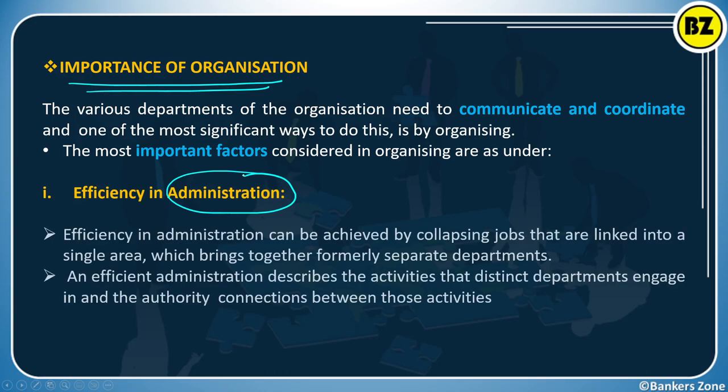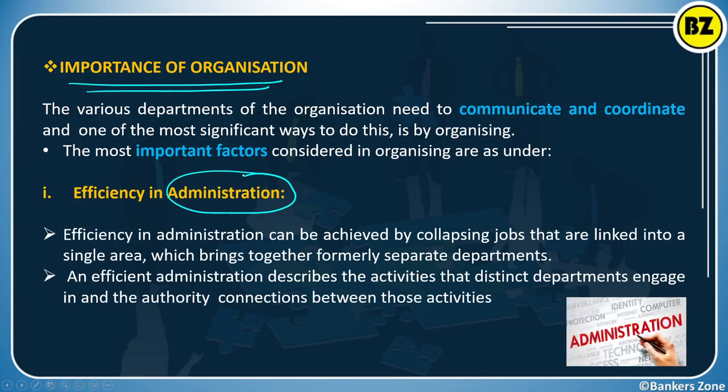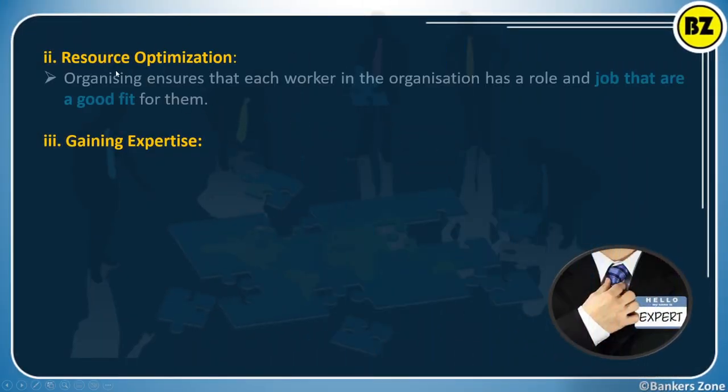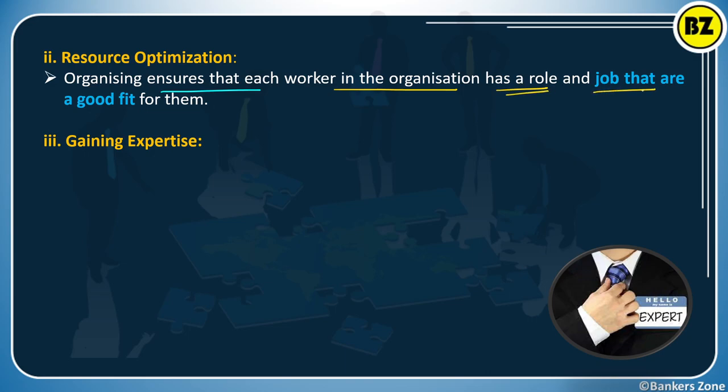The second thing, why we need organizing, is resource optimization. Resource optimization means what? Organizing ensures that each worker in the organization has a role and job that are good and fit for them. So in the organization, what is the biggest resource? The human, the employee, is the best and the biggest resource.